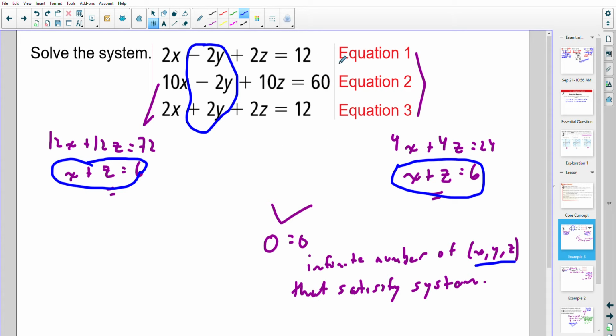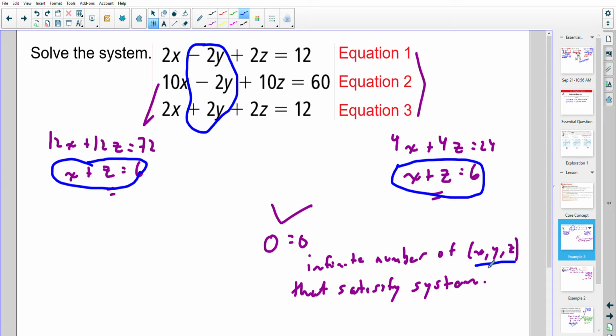Then I took the first and the third one, because again I could add them and the y's would drop out. I get this equation, divisible by 4 to get this. Notice that these two equations are the same, which means if I subtracted them, I would get 0 equals 0, and that means that there's an infinite number of x, y, z's that satisfy the system.